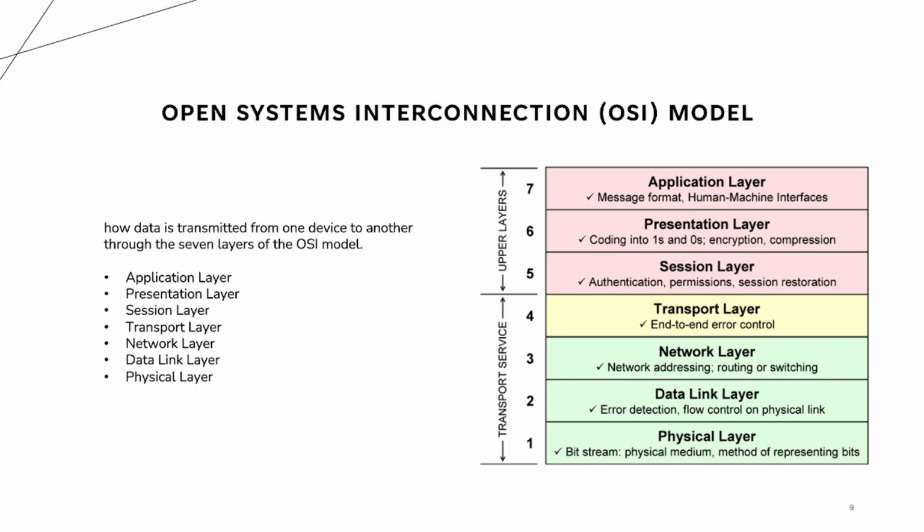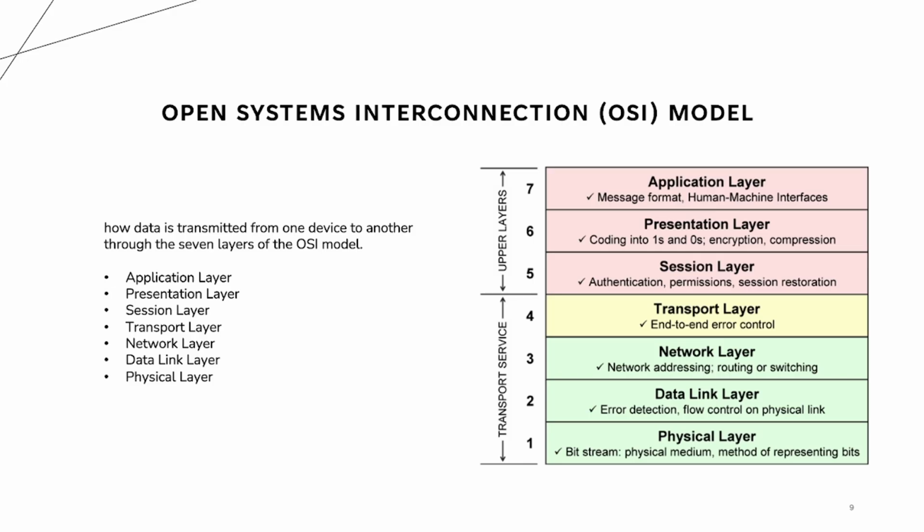Then the network layer. The network layer is responsible for logical addressing, IP addresses, and routing data between networks. Then the transport layer ensures reliable data transmission using protocols like TCP and UDP. Next, the session layer manages and controls the communication sessions between applications.